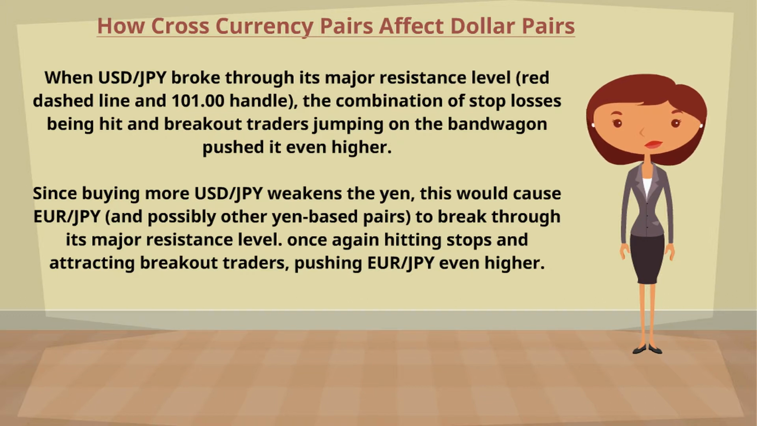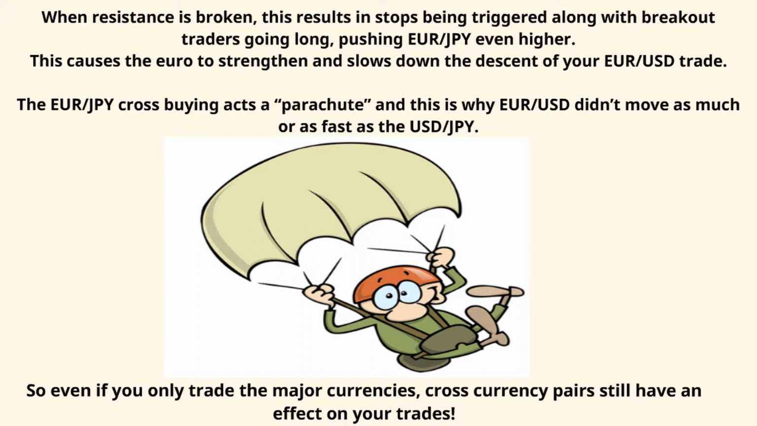When resistance is broken, this results in stops being triggered along with breakout traders going long, pushing Euro to Japanese yen even higher. This causes the Euro to strengthen and slows down the descent of your Euro to US dollar trade. The Euro to Japanese yen cross buying acts as a parachute, and this is why Euro to US dollar didn't move as much or as fast as the US dollar to Japanese yen. So even if you only trade the major currencies, cross-currency pairs still have an effect on your trades.